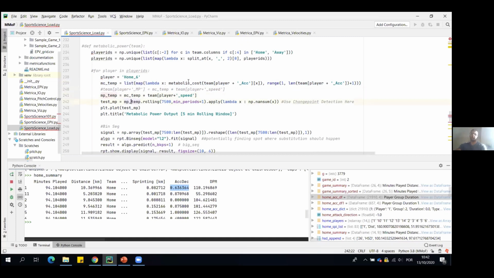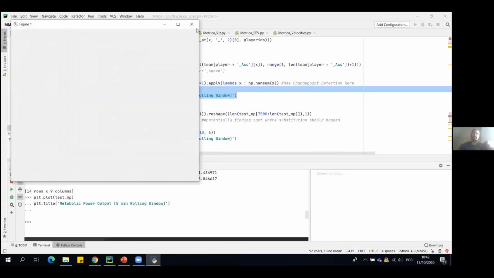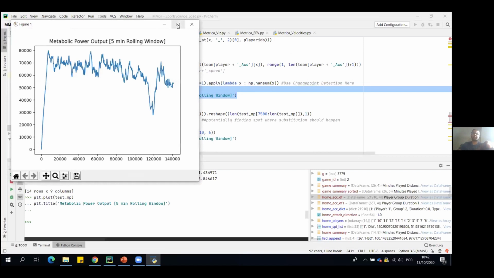The next line is we're going to do a rolling 5-minute window sum for this player's power outputs. This is just doing a rolling sum for that. And then we get a graph that looks like the one you saw on the slides. So this is a person's 5-minute rolling window for their power outputs over the course of the match.